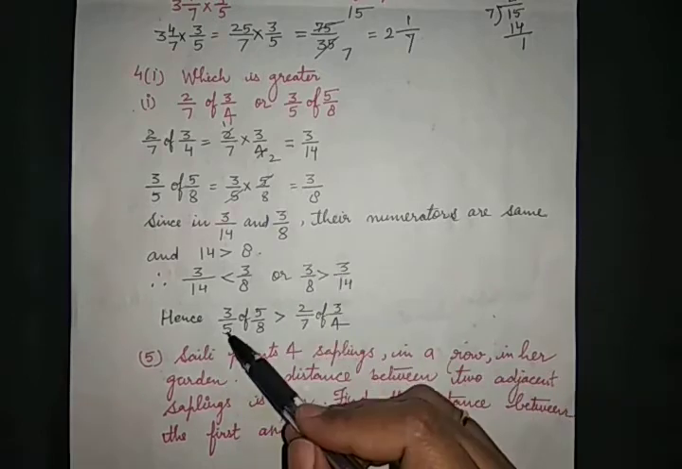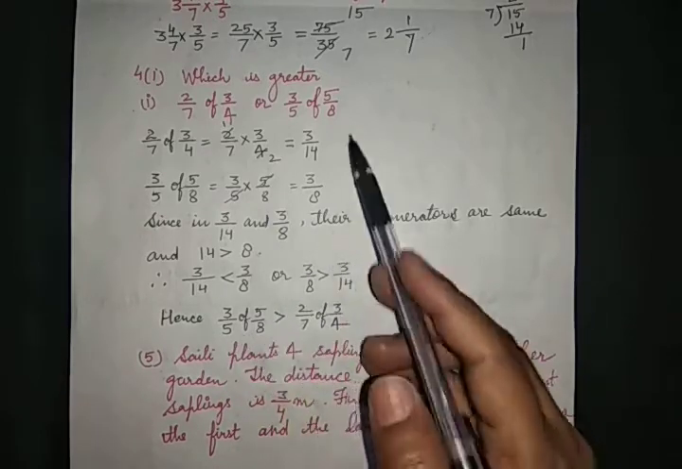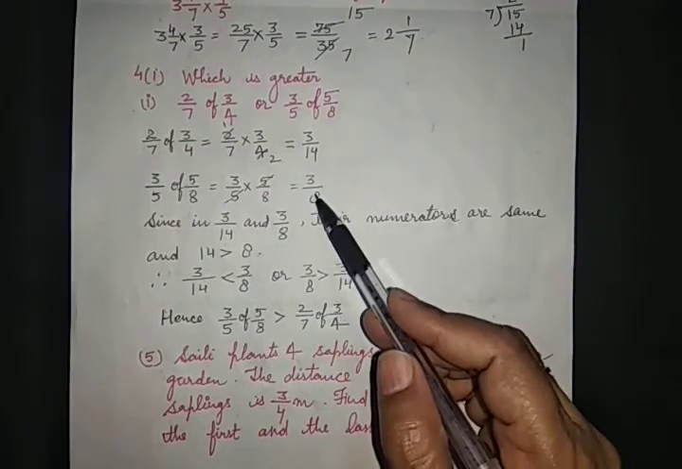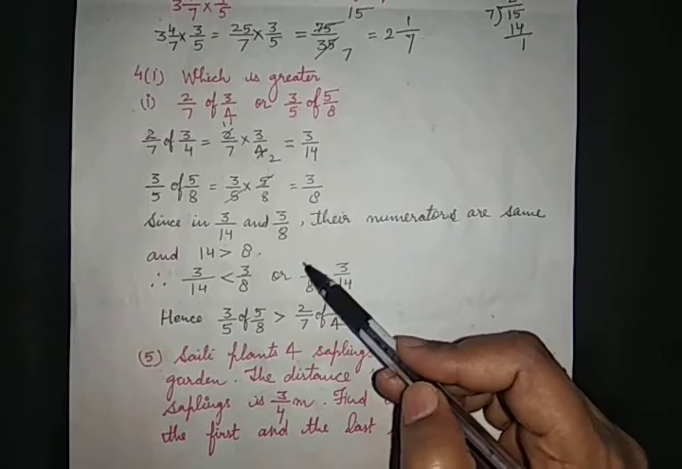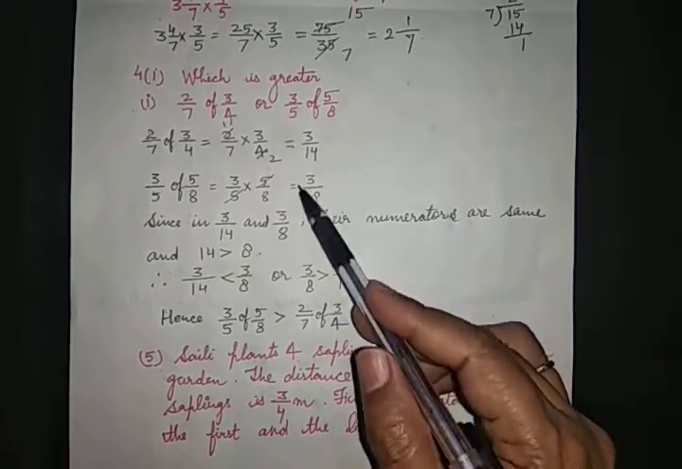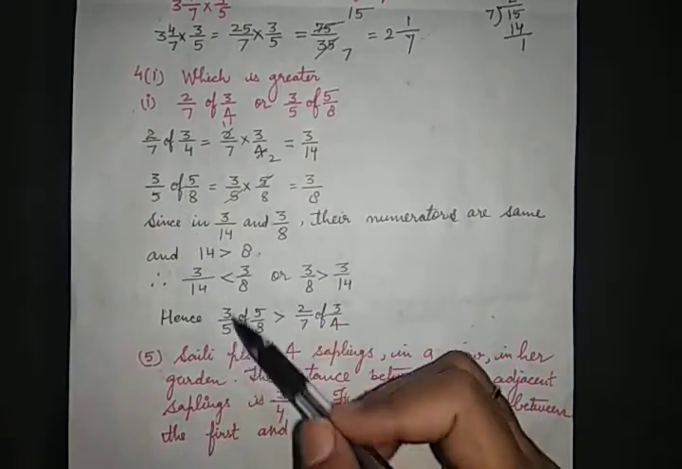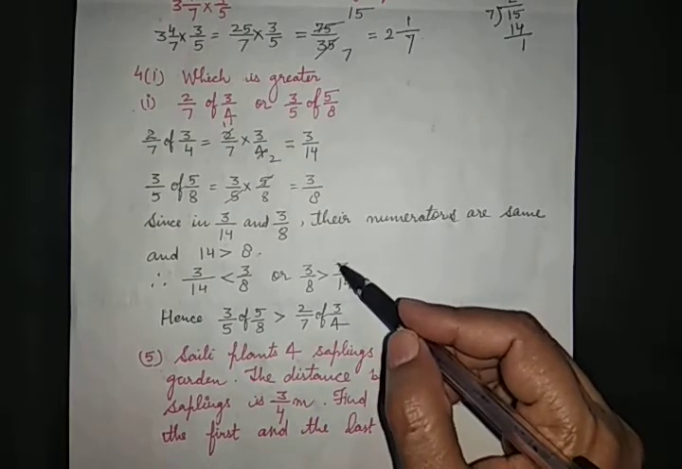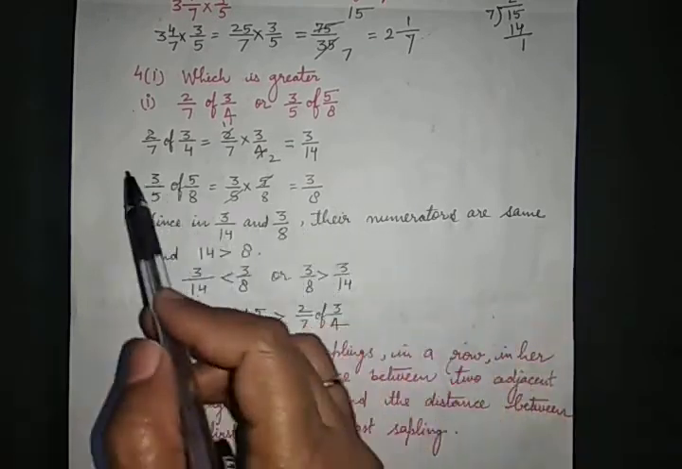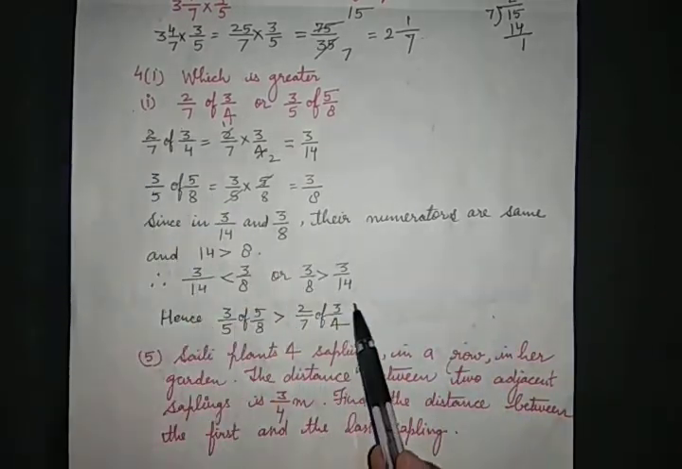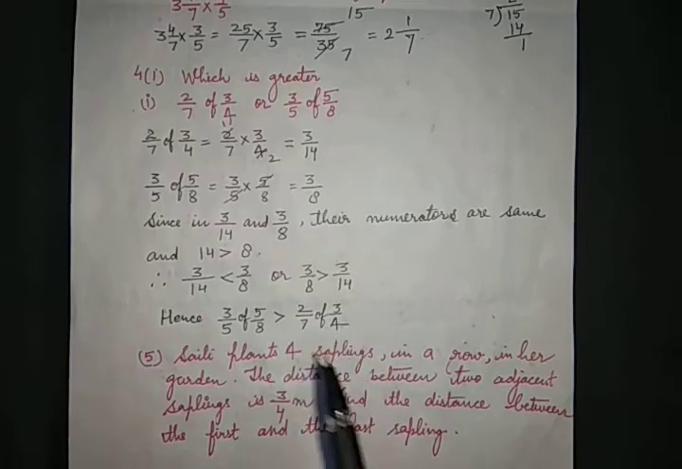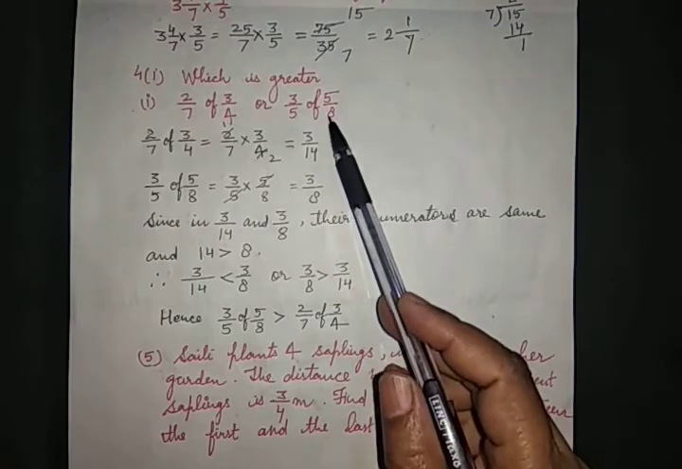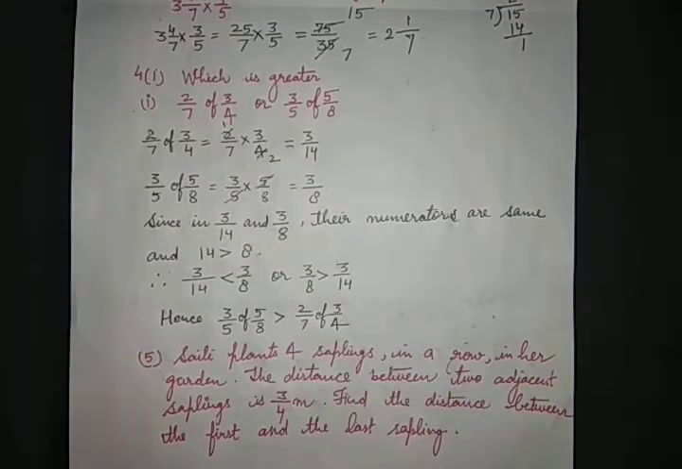Hence 3 upon 5 of 5 upon 8, what is it giving here? 3 upon 8. So for 3 upon 8, you will write 3 by 5 of 5 upon 8. And for this 3 upon 14, what can you write? You can write 2 upon 7 of 3 upon 4. Hence, you can say this one is greater than this one.